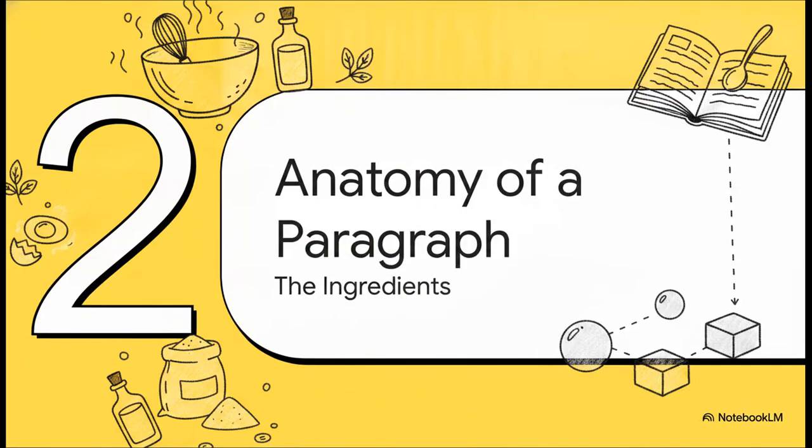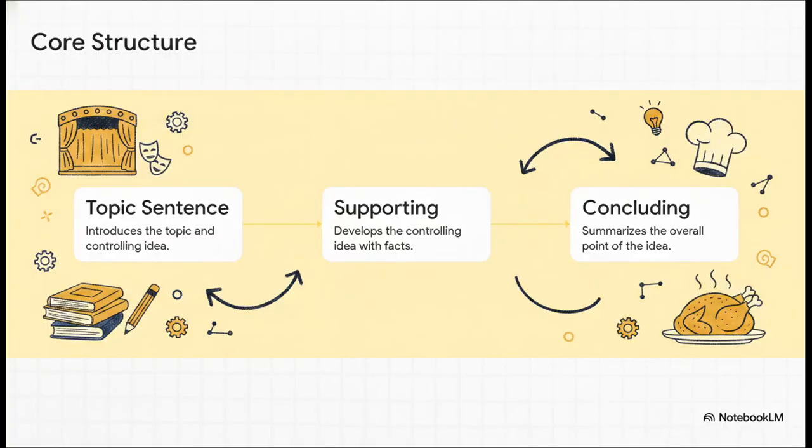Moving on to Section 2, the anatomy of a paragraph, or as I like to call it, the ingredients. So here are the three fundamental steps of our core formula. First up, the topic sentence. Second, the supporting sentences. And third, the concluding sentence. It looks pretty simple, right? But mastering this three-part structure is incredibly powerful.